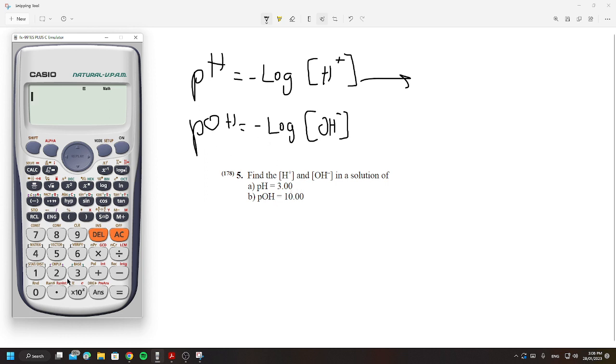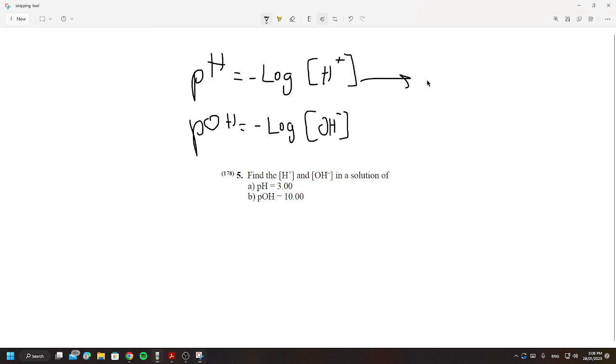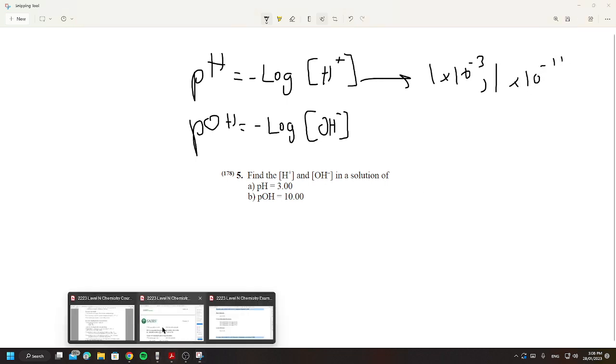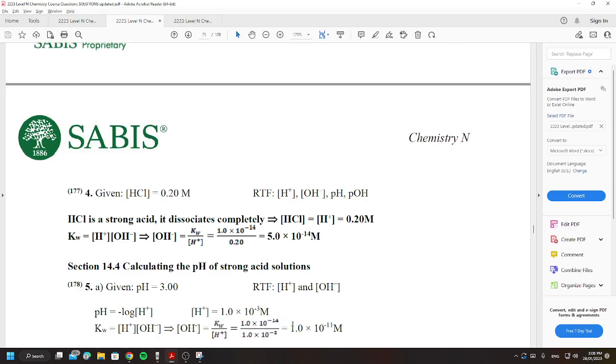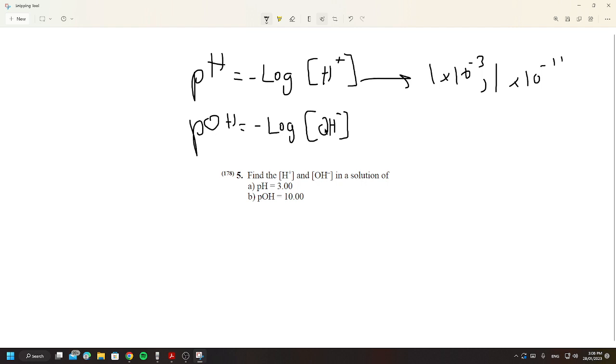So here, pH is 3, so 3.0 equals negative log x. This is going to give us our H concentration. So concentration of H plus is equal to 1 times 10 power negative 3. Now we apply the Kw relation. So Kw, and then you know the rest. I'm not going to type it out, so I don't waste time. When we divide 1.0 times 10 power negative 14 by 1.0 times 10 power negative 3, we get 1.0 times 10 to the power of negative 11. Let me just double check. Yeah, okay. Now, part B.